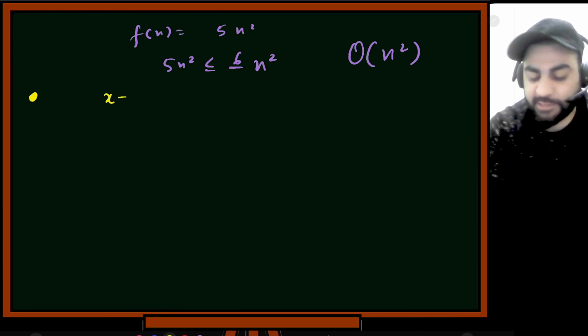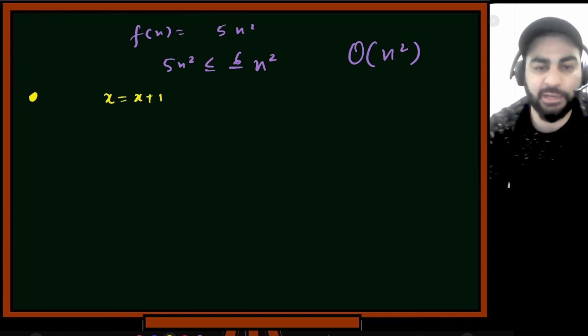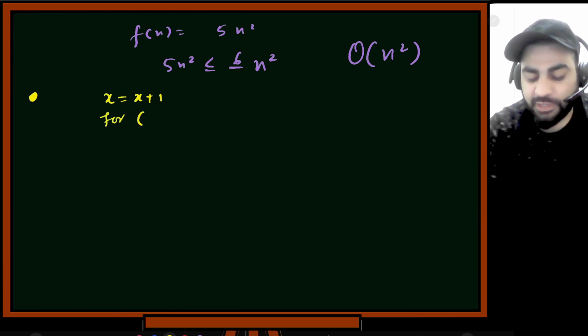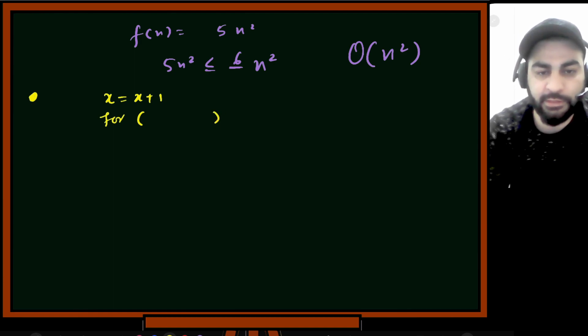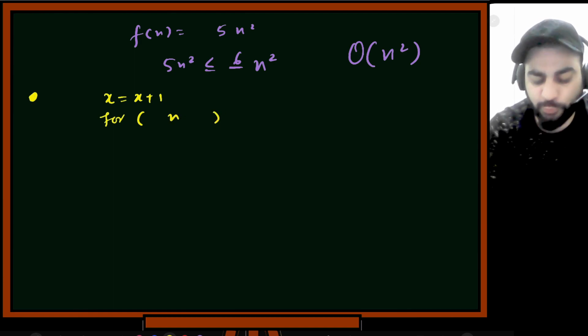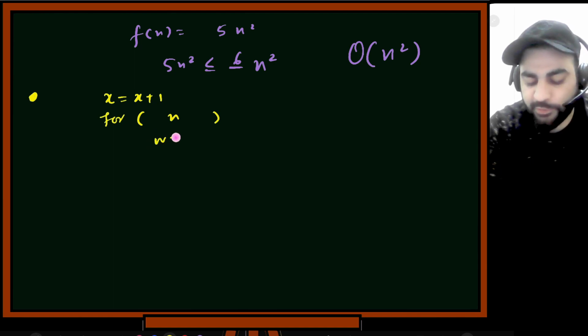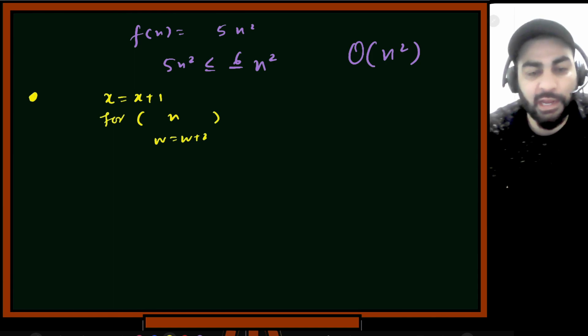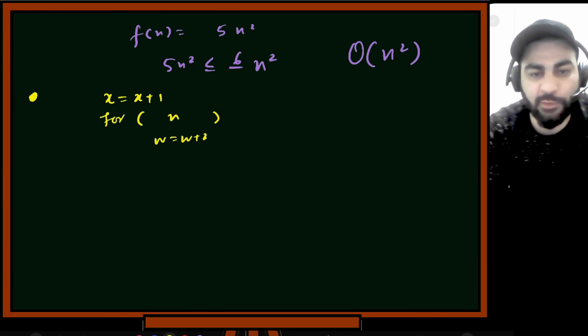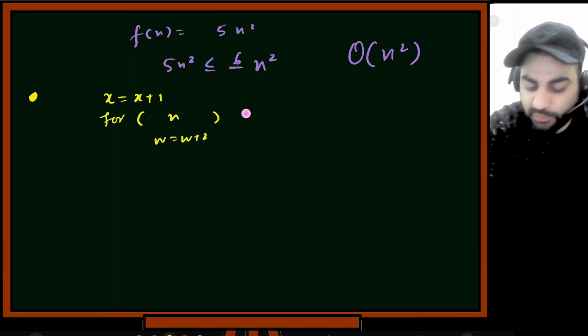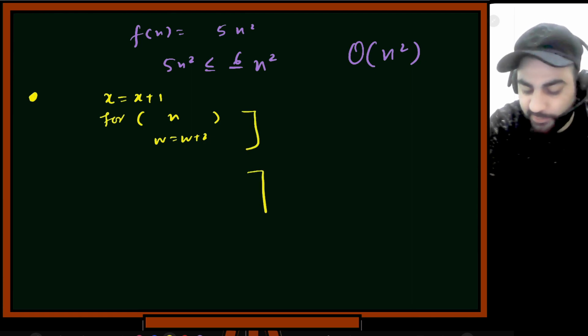If I have x is equal to x plus 1, this is my first statement. Then I'll write a loop which runs, let's suppose, n times. Then we do some operation within the loop, that is, w is equal to w plus 2. This is our one loop separately, and then we write a nested loop.